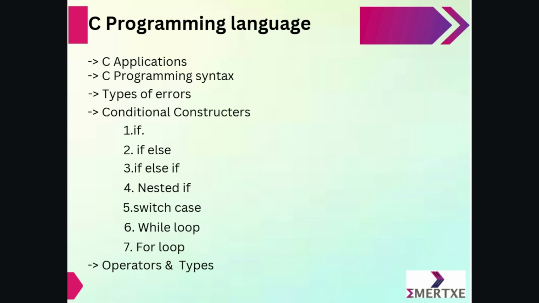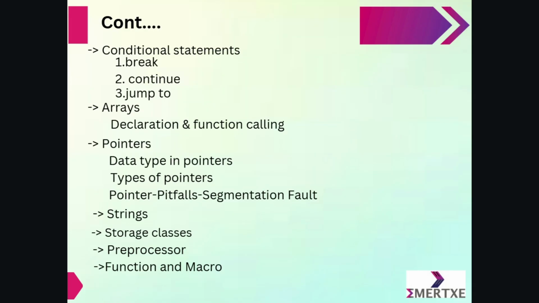Then we also learned about the operators and the different types of operators in C programming language. Also for the loops we use conditional statements such as break, continue and jump to. These three statements are used to exit from the loop at different instances as required by the code.